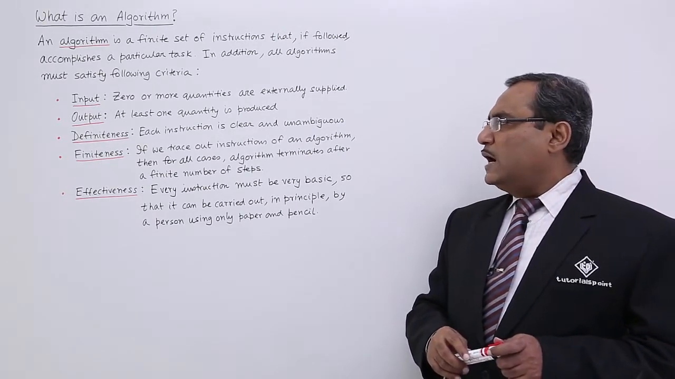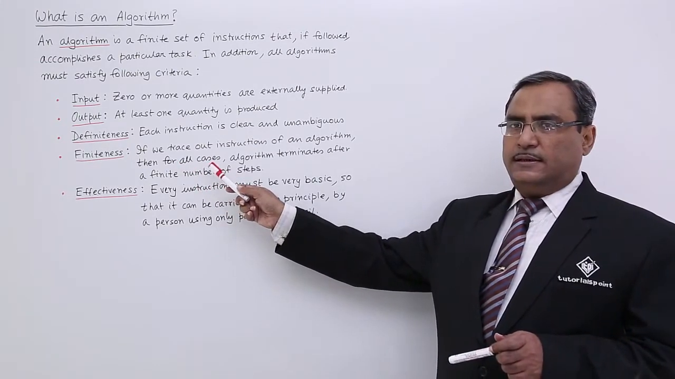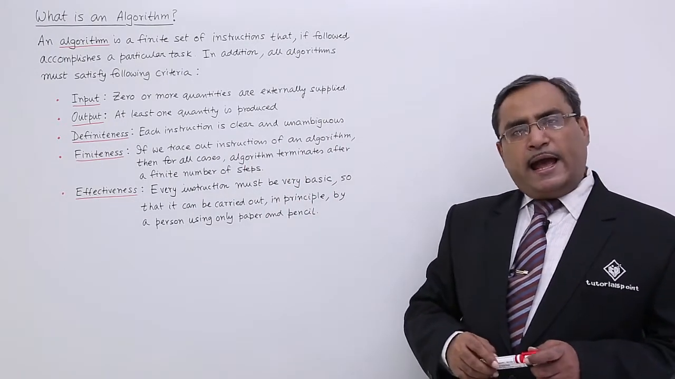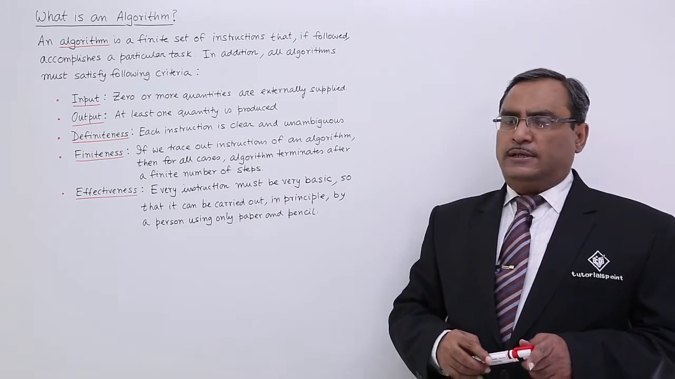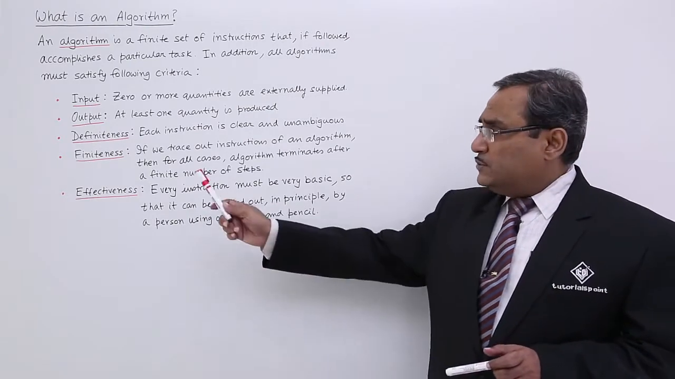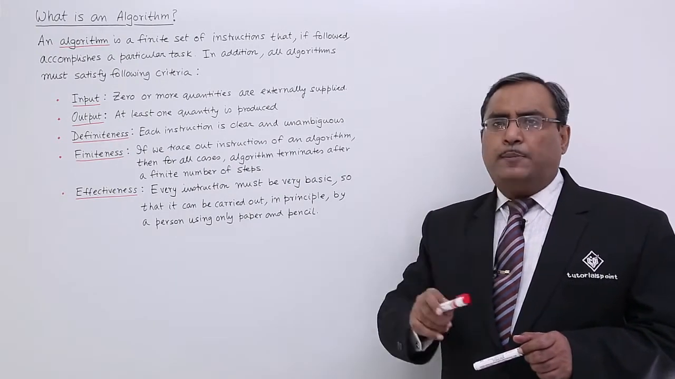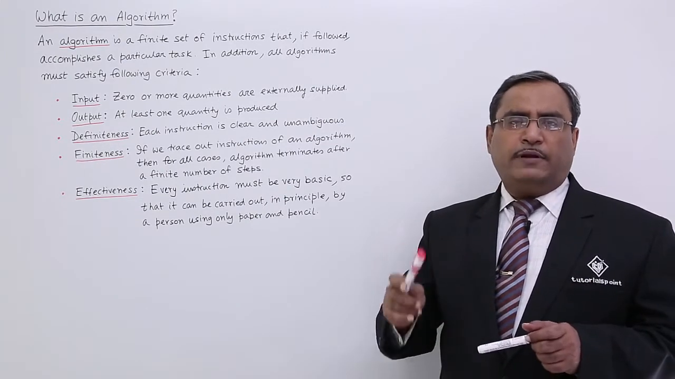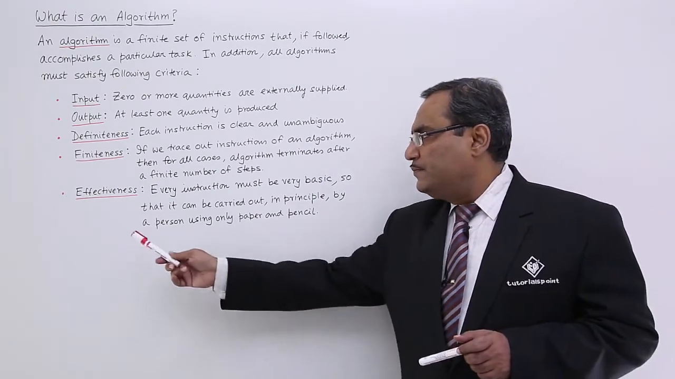Finiteness. If we trace out instructions of an algorithm, then for all cases, algorithm terminates after a finite number of steps. An algorithm cannot go forever. Obviously, after executing certain number of instructions, an algorithm will get terminated. So that is known as the finiteness. That means if we trace one algorithm, depending upon the logic flow, we can find that the algorithm is getting terminated after tracing a finite number of instructions.